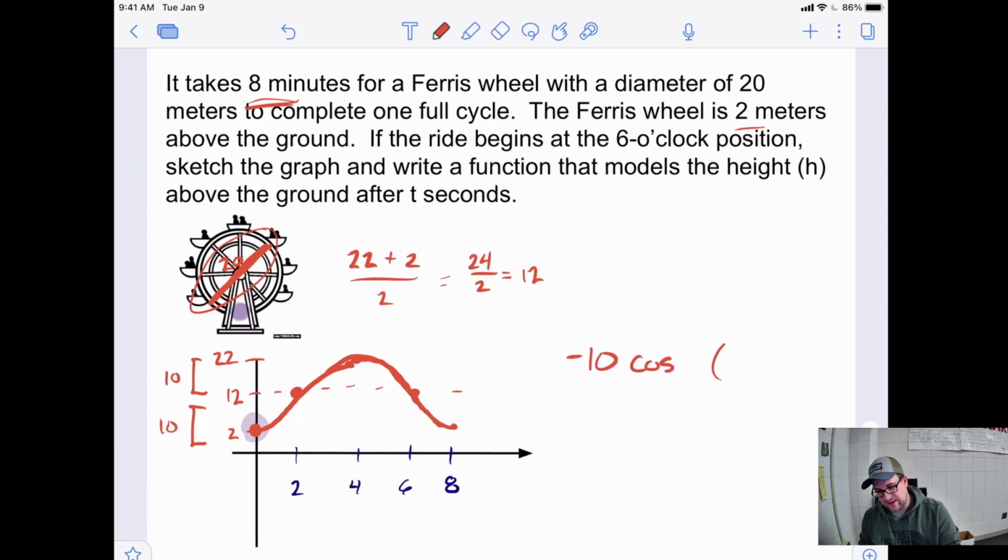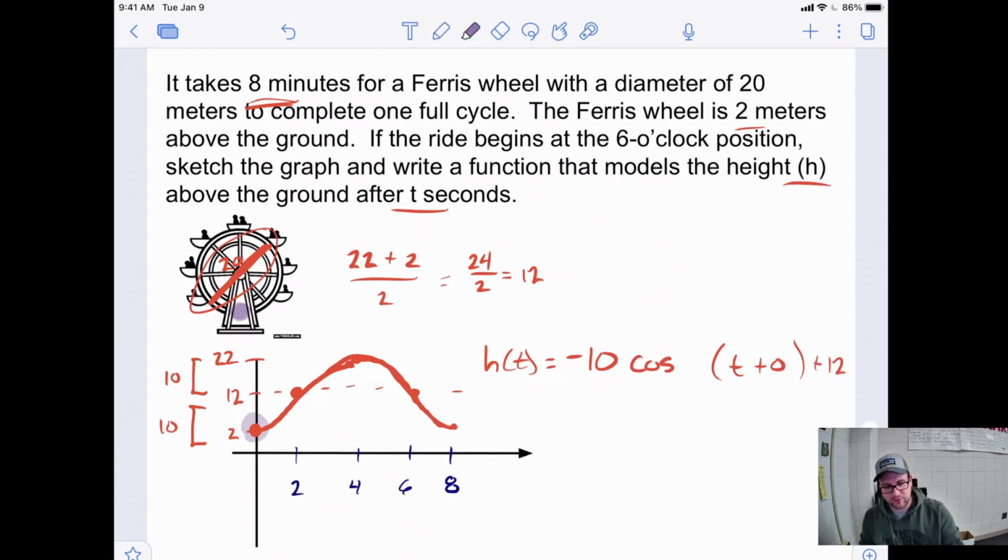Now again, the period becomes the hardest part, but there is no phase shift in any of these problems today. So we're going to do this again as h of t, the height with respect to time. So we're going to have t plus 0 inside, which means no phase shift. Our midline in this situation was 12, so we're going to say plus 12 at the very end.